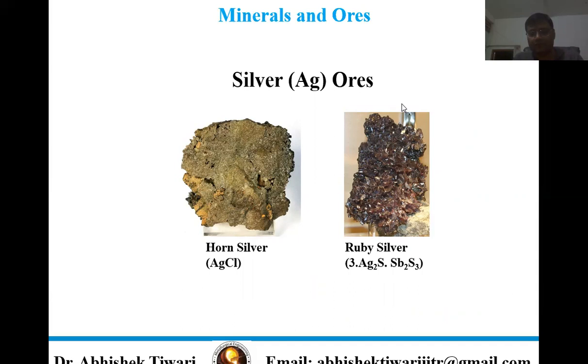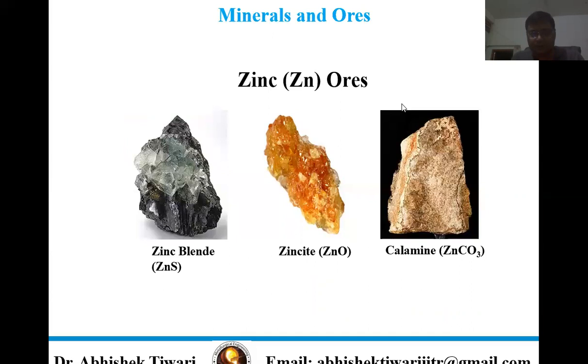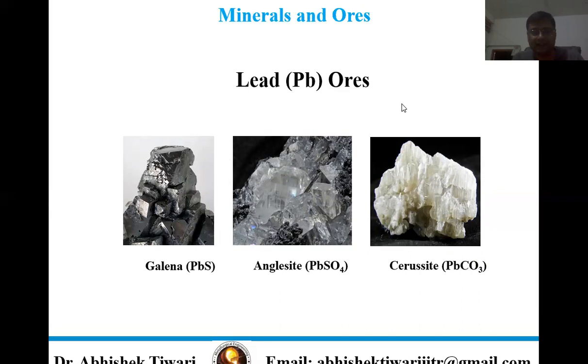3Ag2S.Sb2S3. Gold ores are found in the form of calaverite, AuTe2, sylvanite, AgAuTe2. Zinc ores are found in the form of zinc blende, ZnS, zincite, ZnO, calamine, ZnCO3. Lead ores are found in the form of galena, PbS, anglesite, PbSO4, cerussite, PbCO3. This is also asked in the examination.